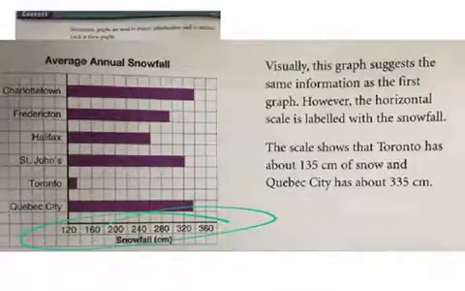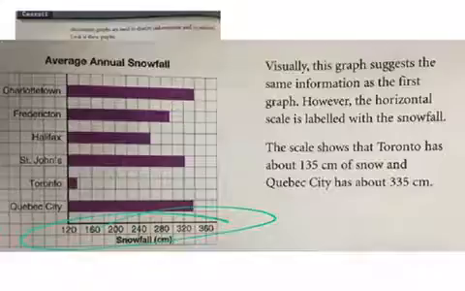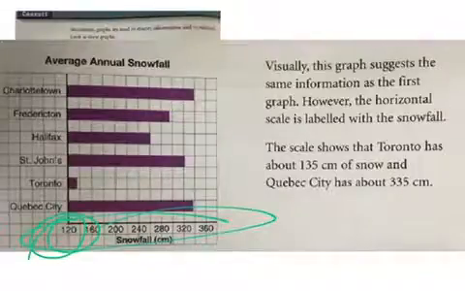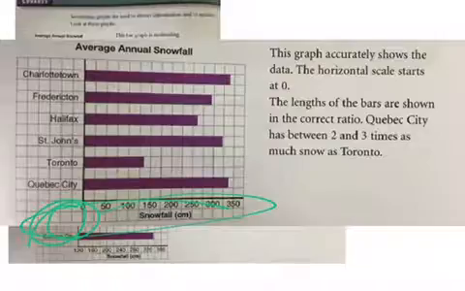However, the scale that they chose still made it look like there was a very big difference between Toronto and Quebec City because they increased by 40 each time, but because they started at 120 instead of starting at a smaller number or starting at 0. Our third and final graph was the most accurate because it showed the average amount of annual snowfall in terms of all the different cities using a scale of 50 but starting at 0.